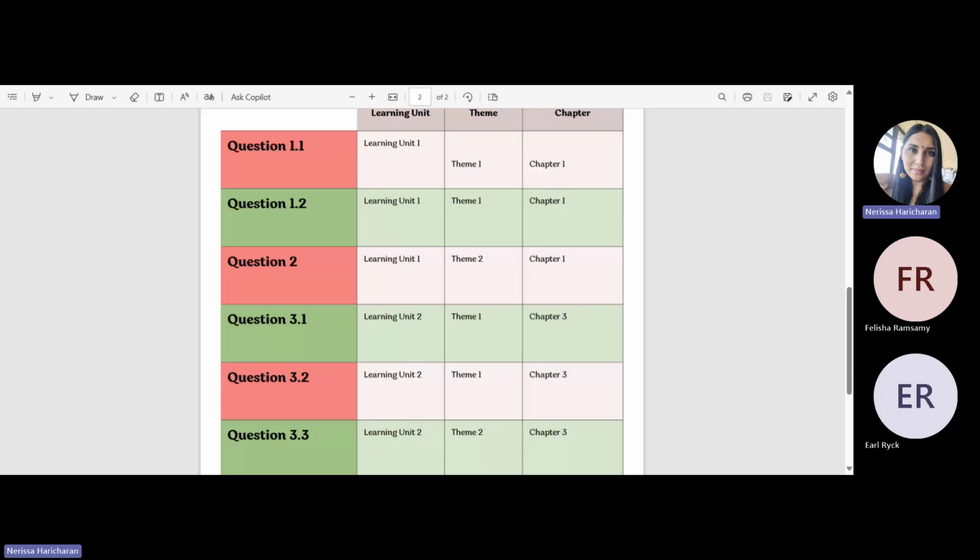Then we have our next question, which is question 3.1, which is forming part of learning unit 2, theme 1, which sits in chapter 3. And the question is, to ensure that Technova does not experience similar disruptions that could result in losing key customers, they want to improve their value chain through outsourcing and supplier selection. They want you to conduct research beyond your prescribed textbook and provide a brief explanation of the concept of outsourcing.